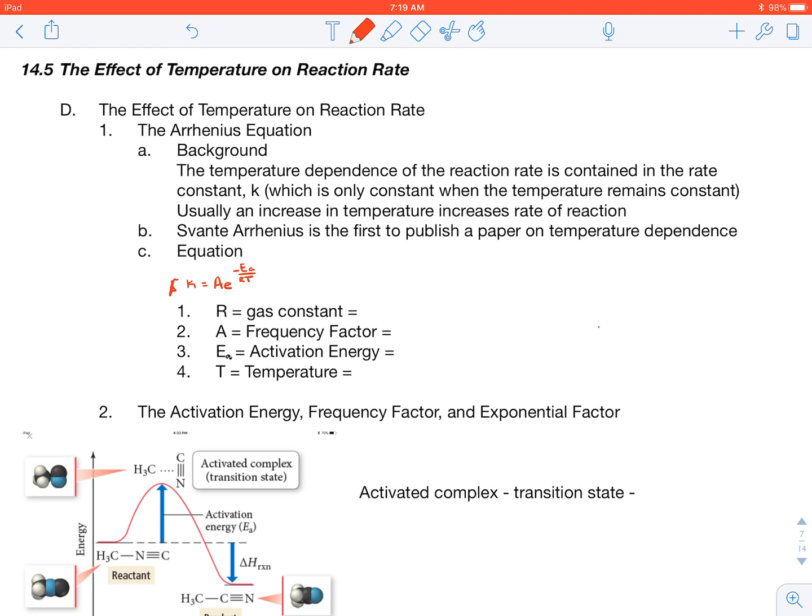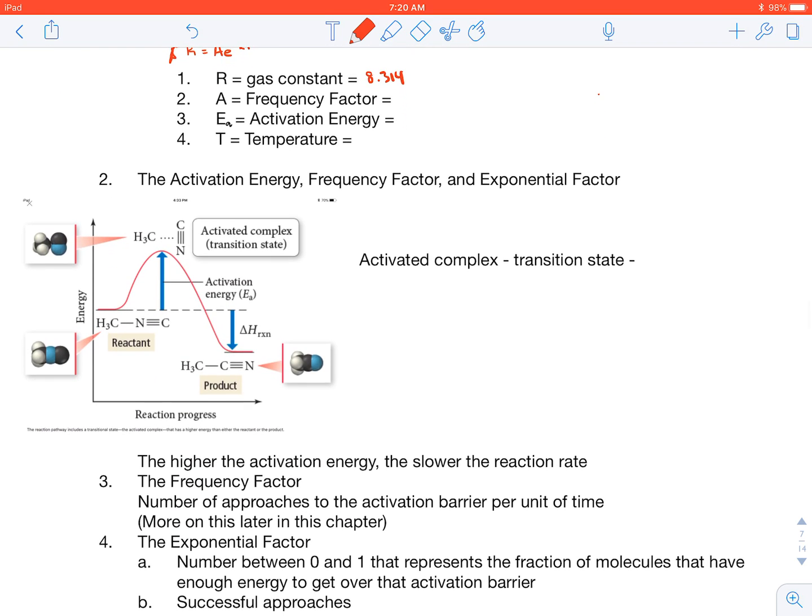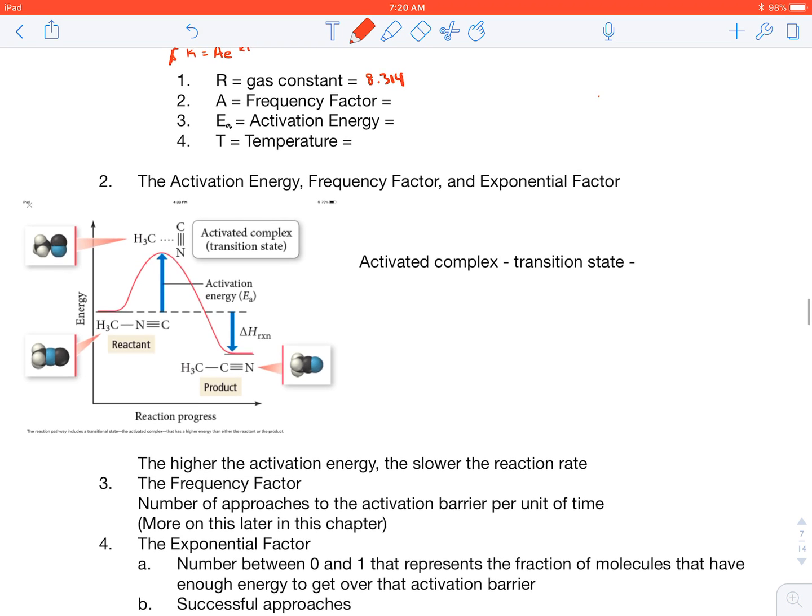Just some labels for these. R is our gas constant. This is what we're going to use, 8.314. That's the gas constant that we're using. Frequency factor is a number between 1 and 0, and it's how many times we're having successful collisions. Activation energy, this is probably the first time we've seen activation energy, but it's the amount of energy it takes to get the reaction going, if you will, and we'll talk more about it in this graph down below. Temperature is obviously very simple, and it's in Kelvin.